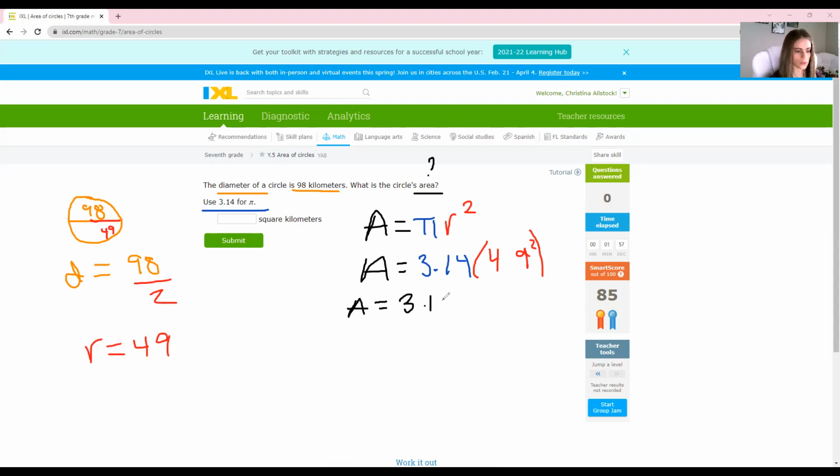Area is equal to 3.14 times 2,401. Whew, big number. That means the area of this circle is 7,539 and 14 hundredths square kilometers.